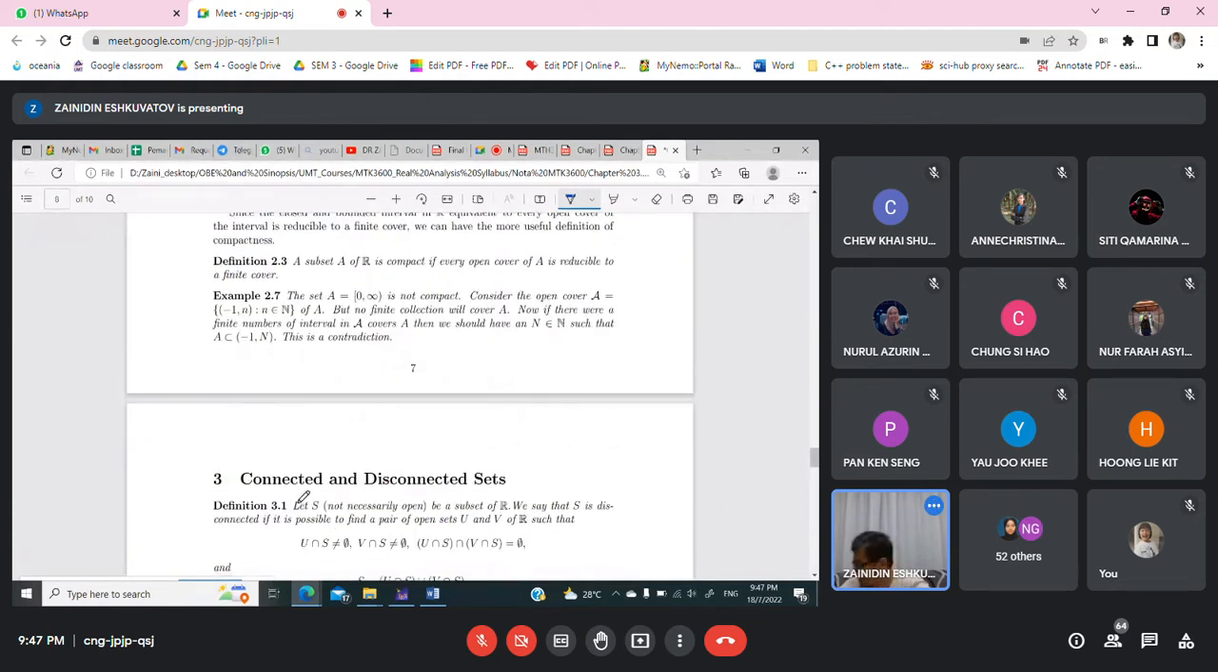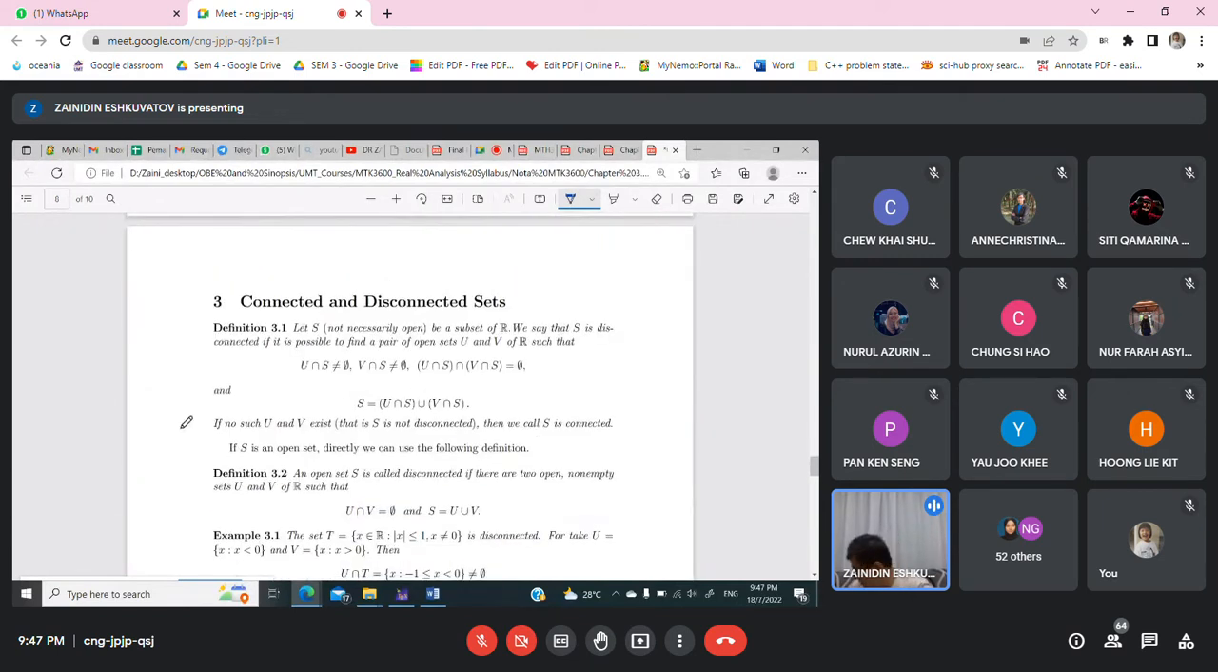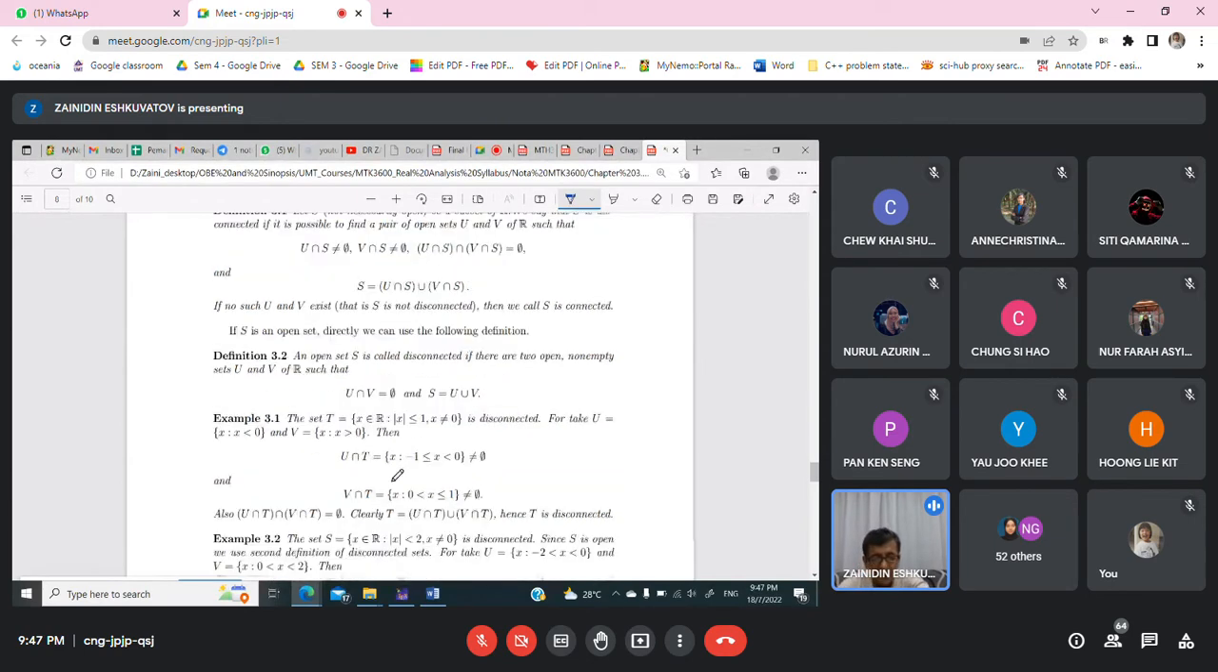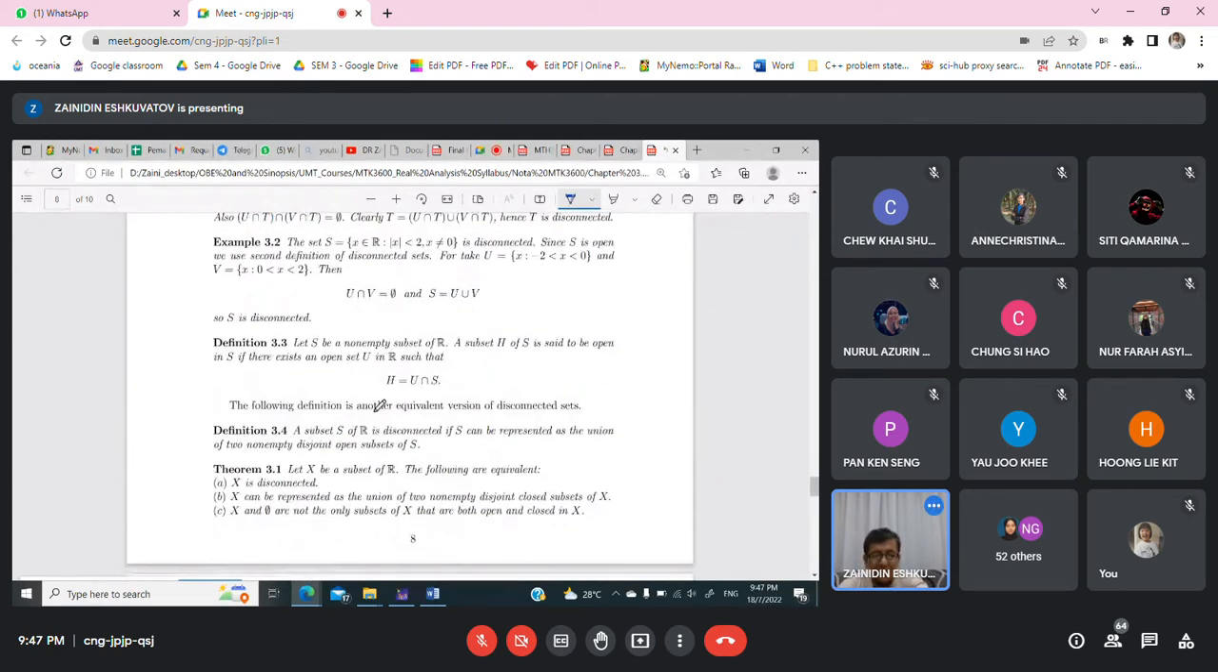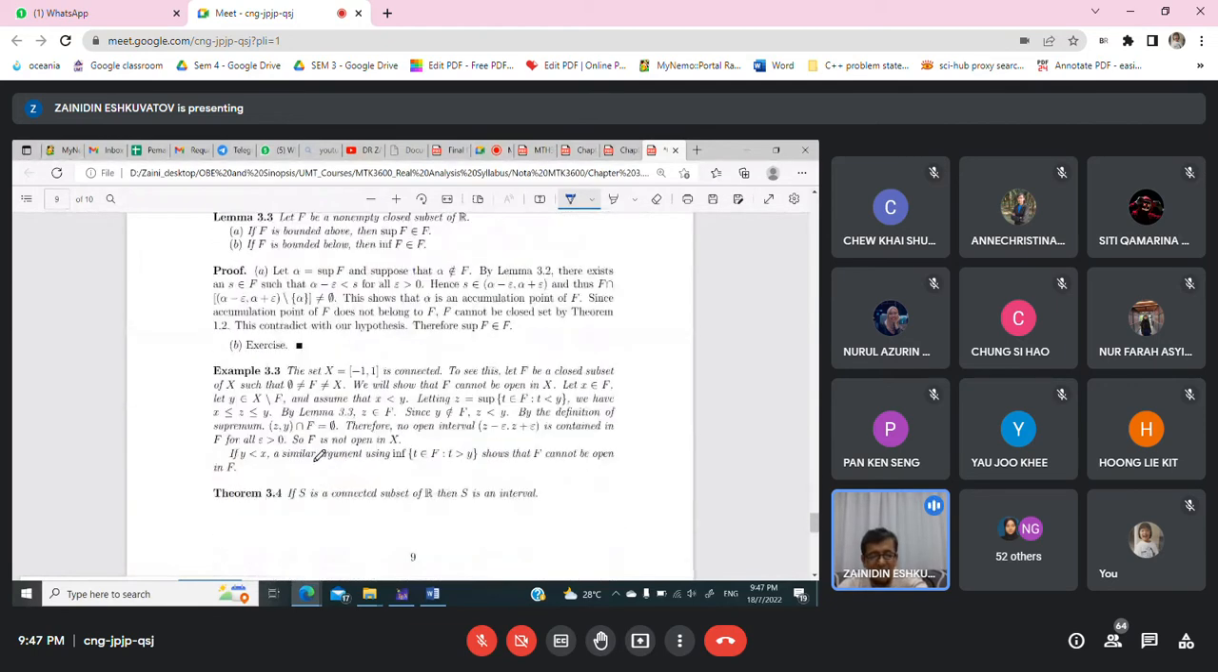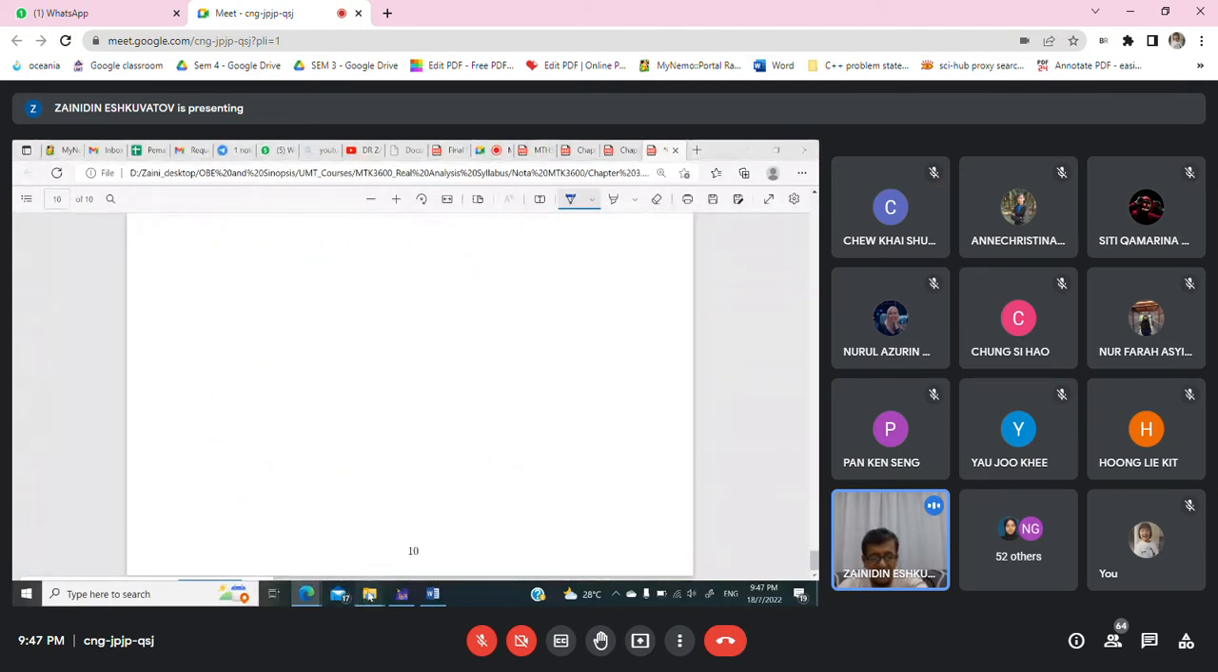I didn't see the connected and disconnected sets problem here. You can read it, of course, and look at it. It is up to you. You can learn it as knowledge, which is good, but currently we don't have any example. Okay, so chapter 3 is finished.